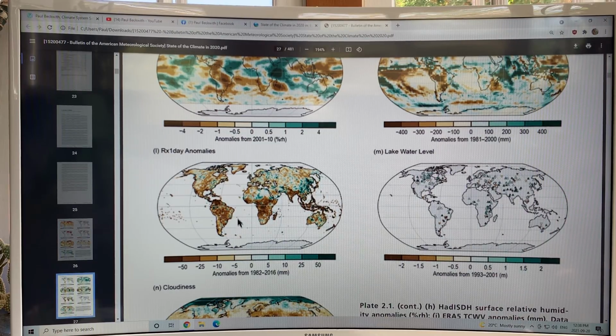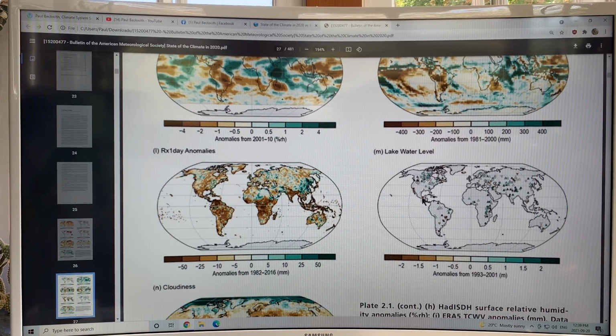Okay, this is the anomalies in millimeters. So we're not getting as much rain on many of the continents in one day, is what it's saying. Well, there's some regions here where there's more. I have to look at this data more carefully because that's a bit surprising.